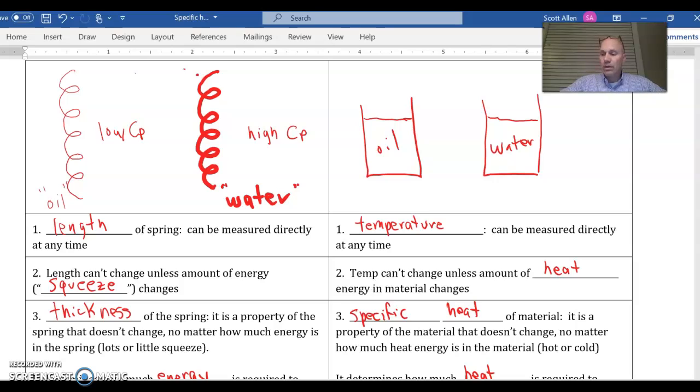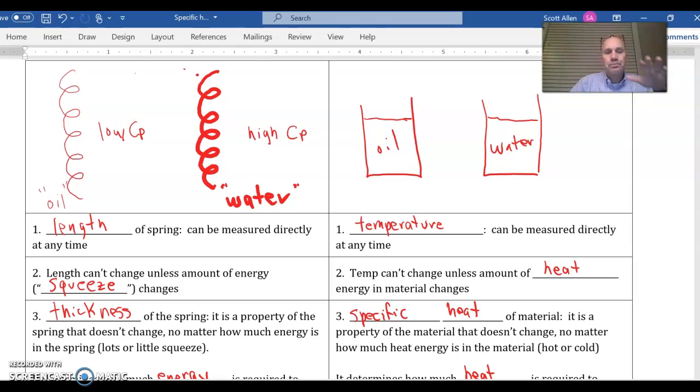In the same way, what do we know about this oil right here? Do we know how much heat it has? Well, that would actually take some calculations. The one thing that we do know directly about it is its temperature. If I put a thermometer down in this, I can measure that right now. So when you think of temperature, think about the length of the spring.